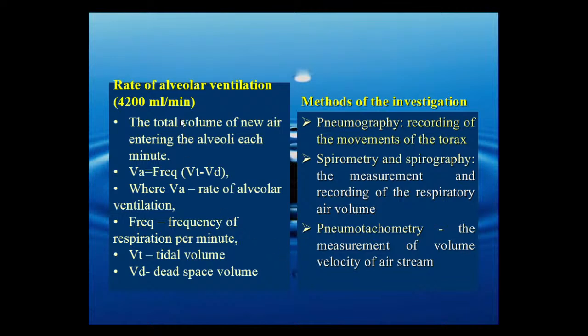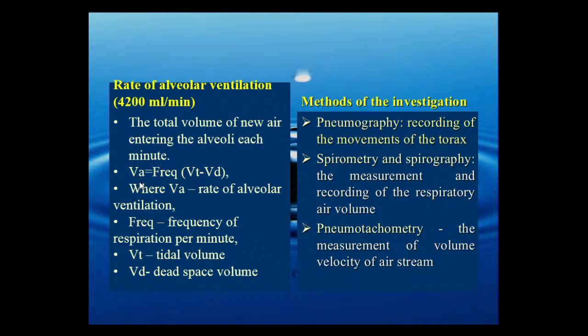And the most effective parameter which can give us information about this stage of breathing is the rate of alveolar ventilation. Concerning heart activity estimation, we use stroke volume and ejection fraction. The rate of alveolar ventilation is similar to ejection fraction, and it's the total volume of new air entering the alveoli each minute.